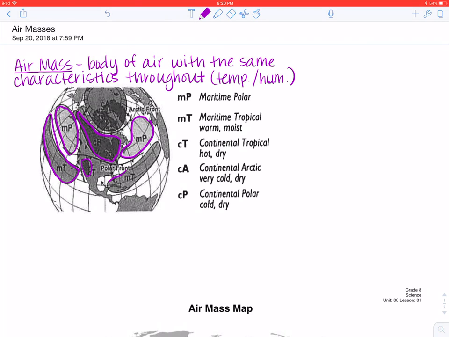Okay, and each of these little areas or bodies of air, the air is going to be the same throughout that area or that body of air. Okay, so I want you to know that inside of these, you see there's letters like an MP, MT, CP. Okay, each of these mean different things.